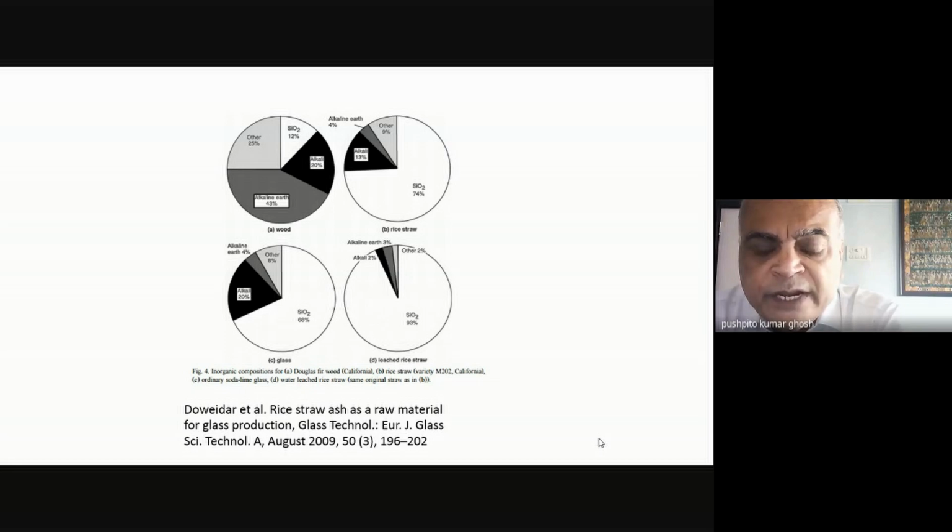Now, what is very interesting is that if you take certain biomass, for example rice straw, when you burn that rice straw, it's frequently used as a fuel, and you compare the ash with the typical composition of glass, as I've shown you, it looks surprisingly similar.